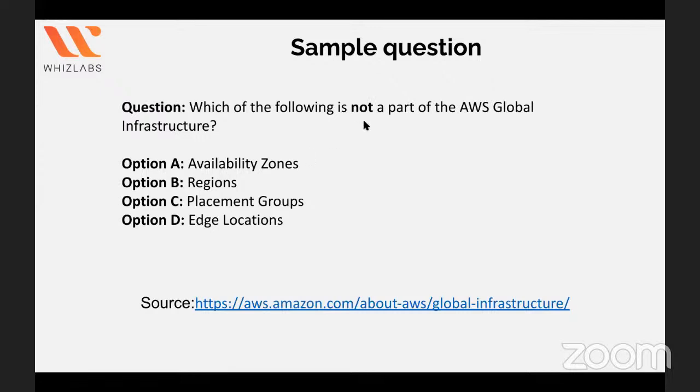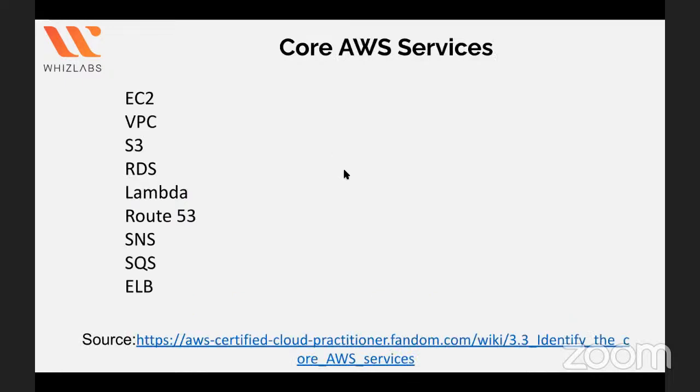So here you need to just take care of the word not, because usually we just see the question and global infrastructure, and go with any of them. So read the question properly, and the correct answer is placement group. Thank you so much for participating in this quiz, and we'll now be handing over to the next part.